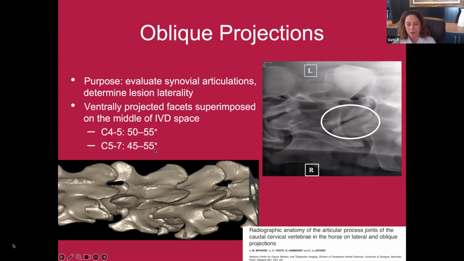And in the caudal cervical spine, just slightly flatter. It's just because the angle of those facets is a little bit different. So we can shoot at somewhere between 45 and 55 degrees. And this is just a 3D model to show you how the image is projected. So here's one articular process joint, and then here's the opposite side.